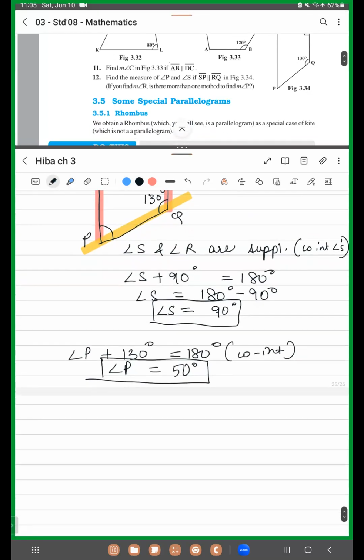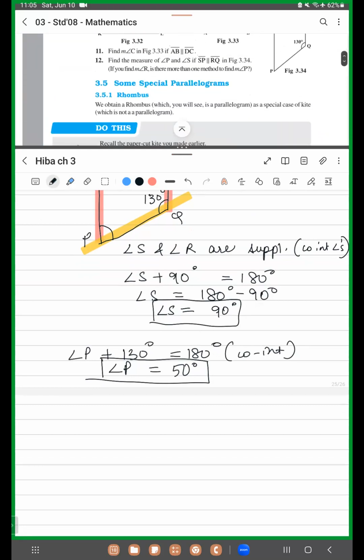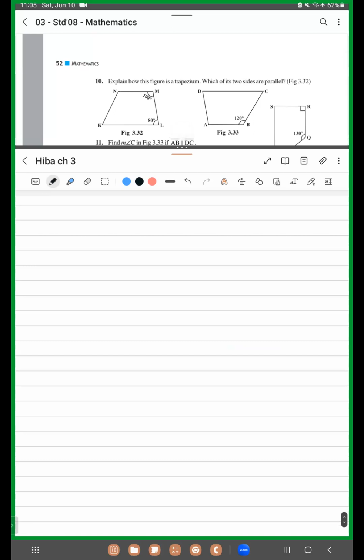Fine. Hiba, let's do one thing. Before doing the next exercise, which we will do in the next class, inshallah, for now I'll give you some questions from the previous chapters. Data handling. Yes, the previous chapters. Let's have a small test kind of a thing to prepare you for your exam, which is the day after tomorrow.